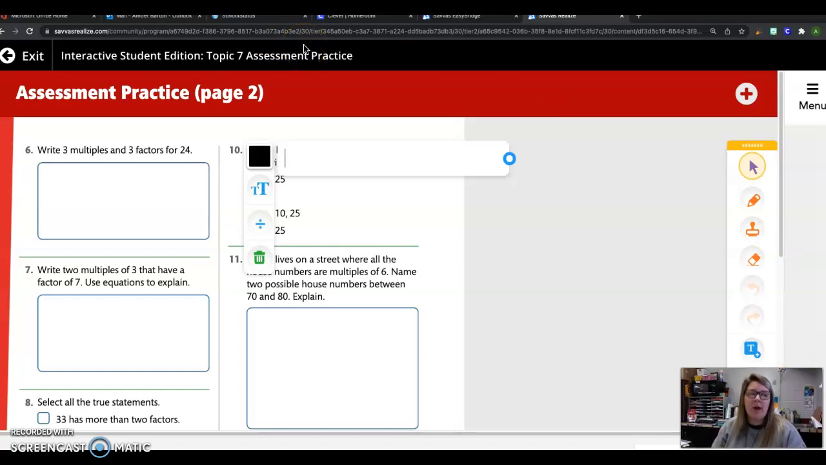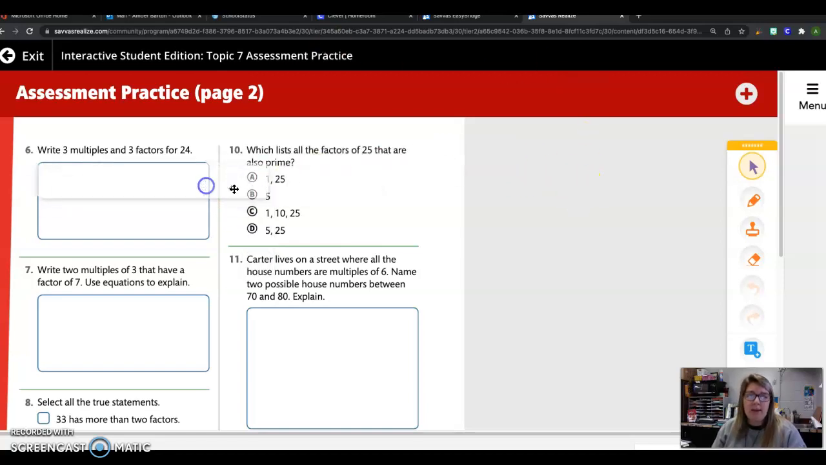So let's start with the multiples. We know that when we list out multiples, it's basically multiplication problems, right? We're looking at skip counting. So we could start with 24. Is 24 a multiple of 24? Yes, it is. 24 times 1 equals 24.